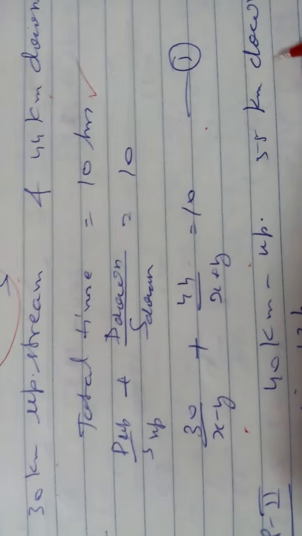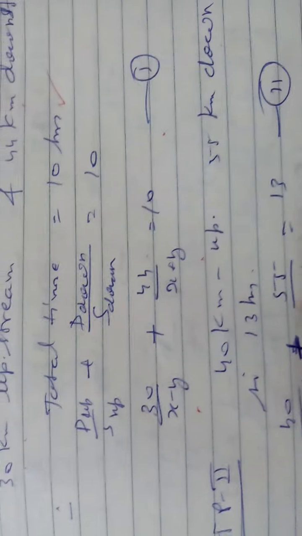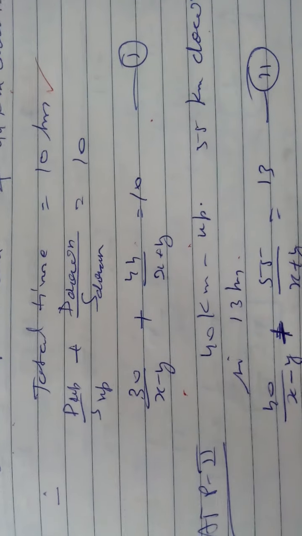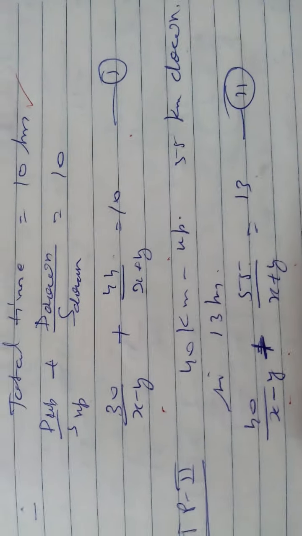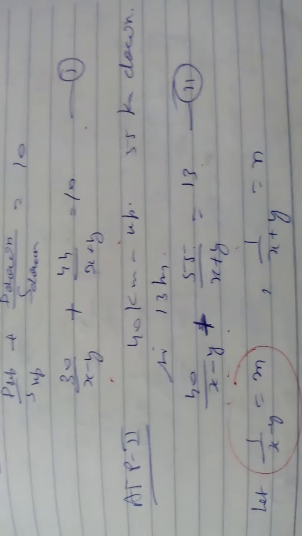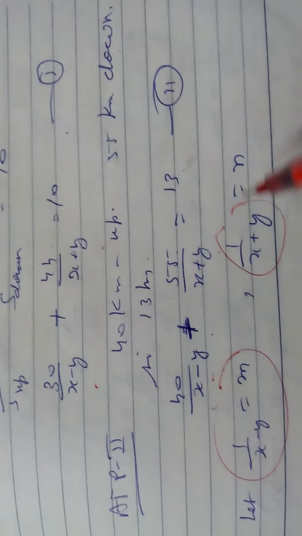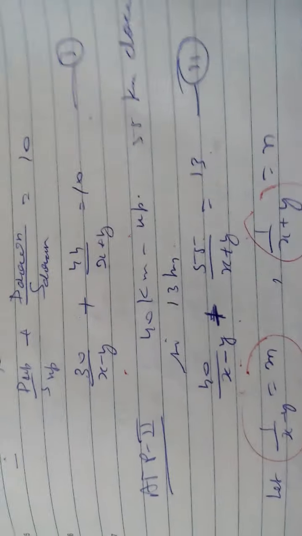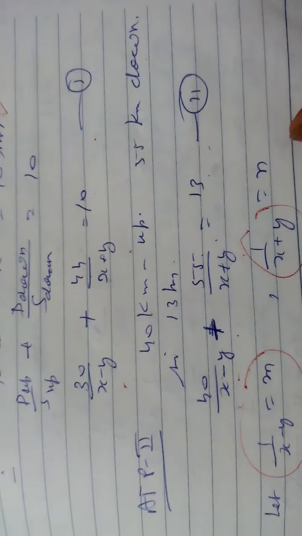The second question is saying 40 km upstream and 55 km downstream in 13 hours. It means the upstream time, 40 upon the up speed, plus 55 upon the down speed, is equal to 13. Now here, 1 upon x minus y, let us assume it is m, because two variables are given, and 1 upon x plus y I am taking as n. Then the first and second equations will change to 30m plus 44n equals 10, and 40m plus 55n equals 13.